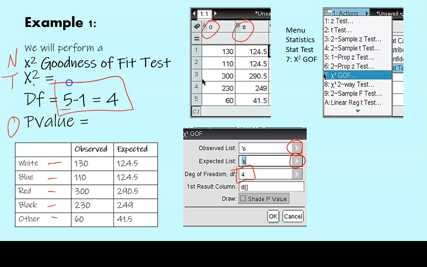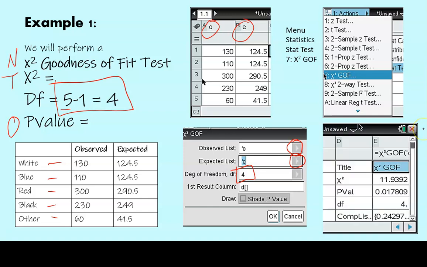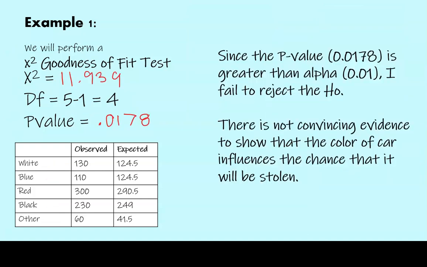Remember, that is something that you need to know how to calculate. Okay, we're going to click OK. When we click OK, we end up with our chi-squared value and our p-value from that menu. All right, so my chi-squared value from the calculator was 11.939 with 4 degrees of freedom. My p-value is 0.0178. Oh, so again, that's the name of the test. That's the test statistic. We've obtained the p-value.